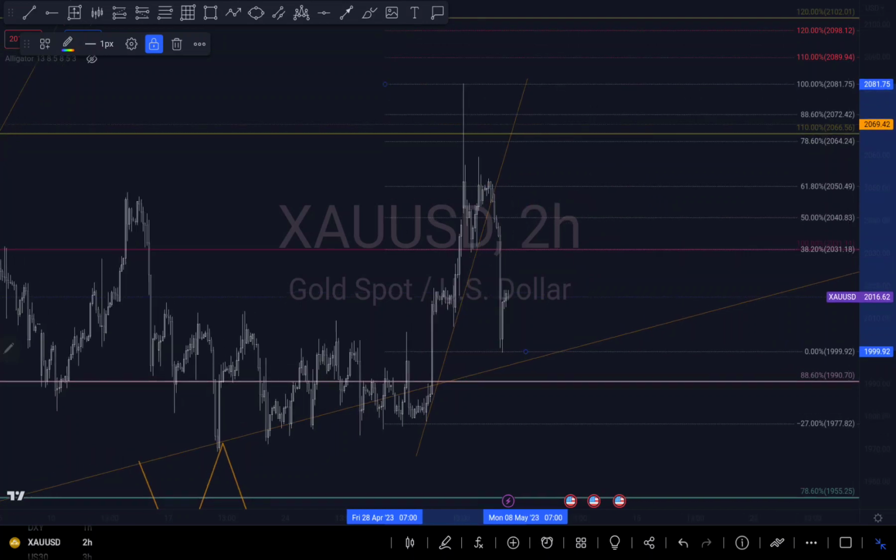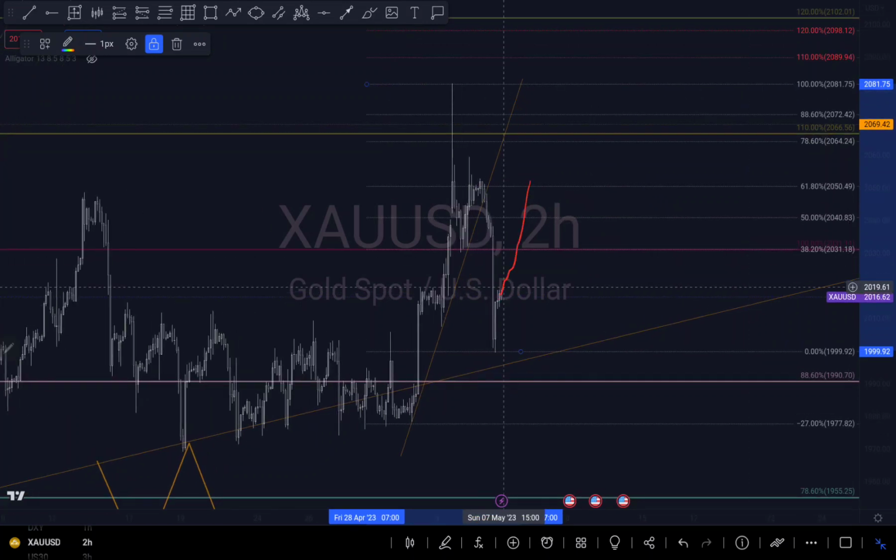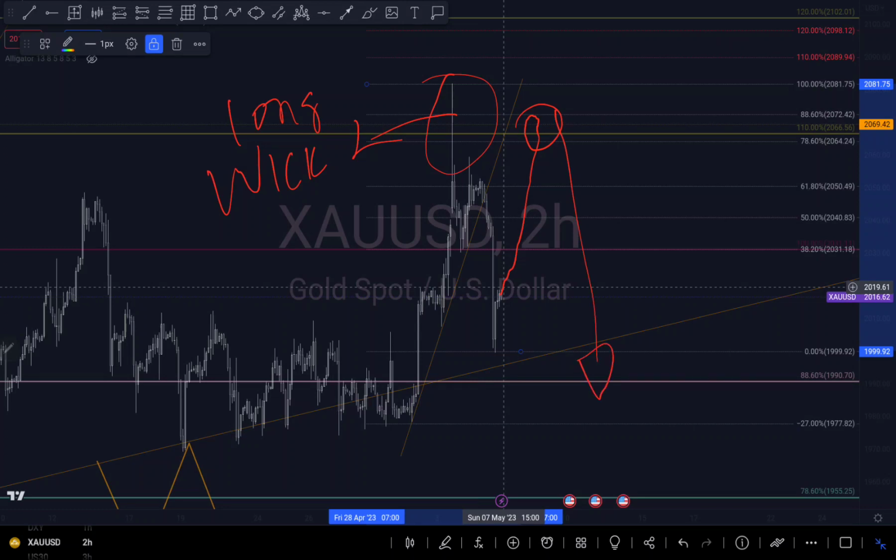Another possibility is we might still push up to around this level right here, because there is a long wick around this level, and sometimes it goes up there to fill in the wick before we continue to push to the downside. That wick around that level is my 88.6% fib level. I want to start retracing of that level to see how that goes.